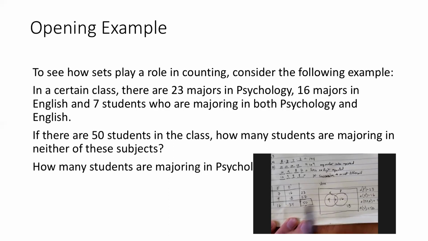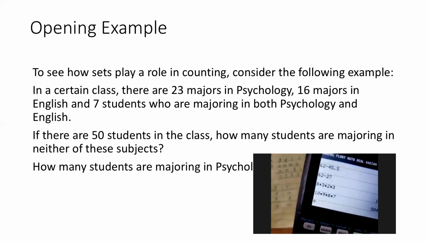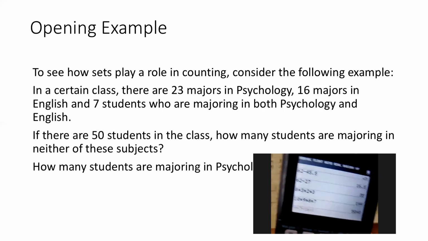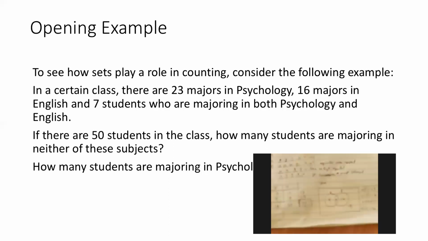So if you sum these together, it should give you 50. And you want to verify that checks? Let's do that real quick, right? 9 plus 7 plus the 16 plus 18 gives us 50, like it should, right?